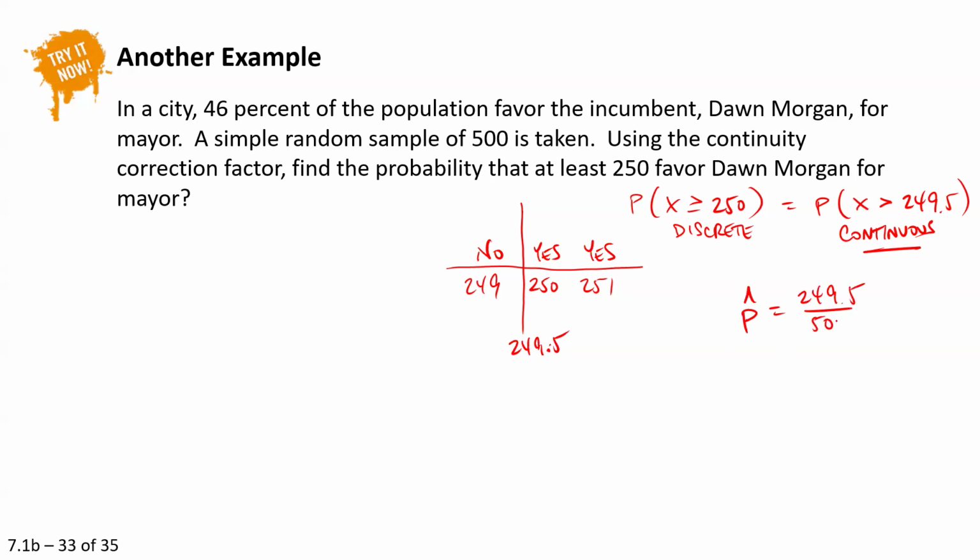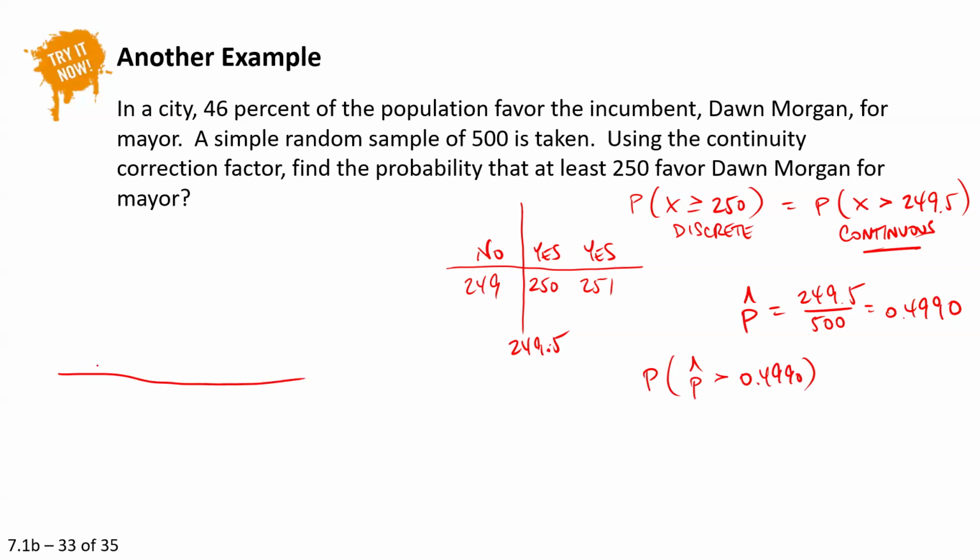249.5 divided by 500. It's going to be some proportion. It's going to be slightly less than 50%. What's that? 9, 9. One more digit. 0. Okay, cool. So we've finally gotten our p hat here. We want to know the probability that p hat's going to be bigger than 0.4990.